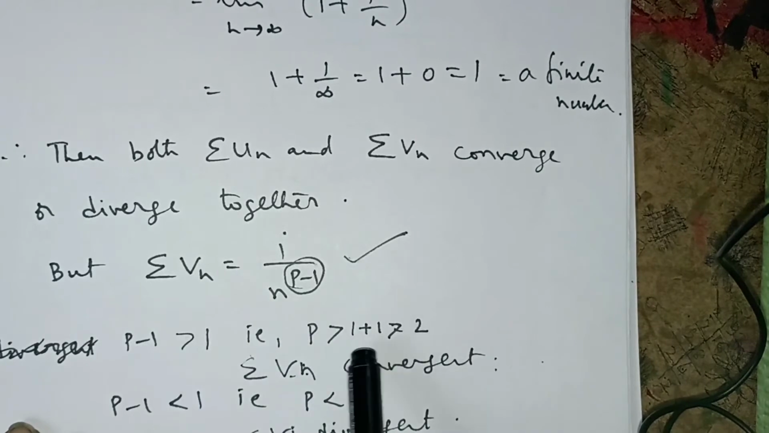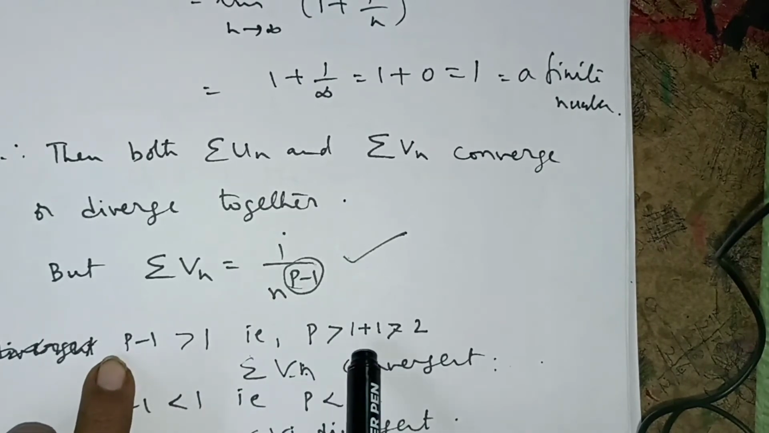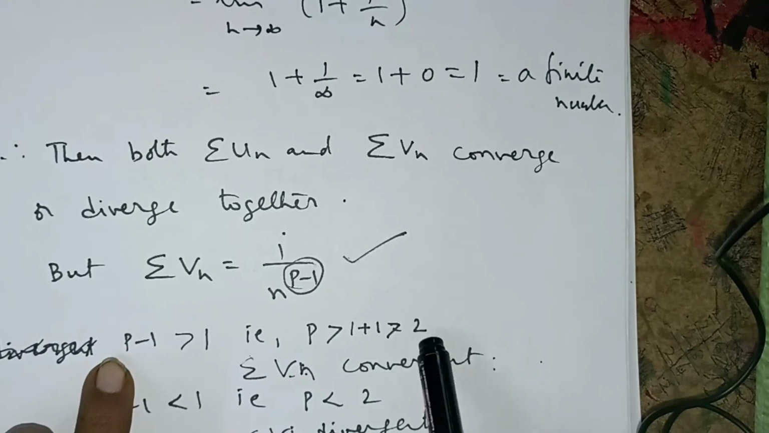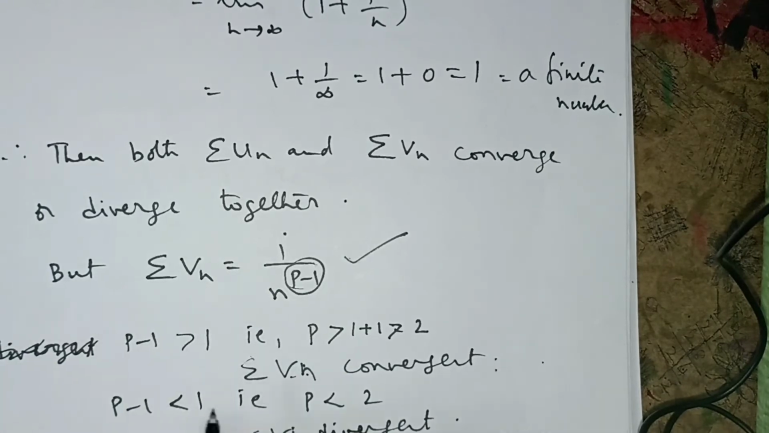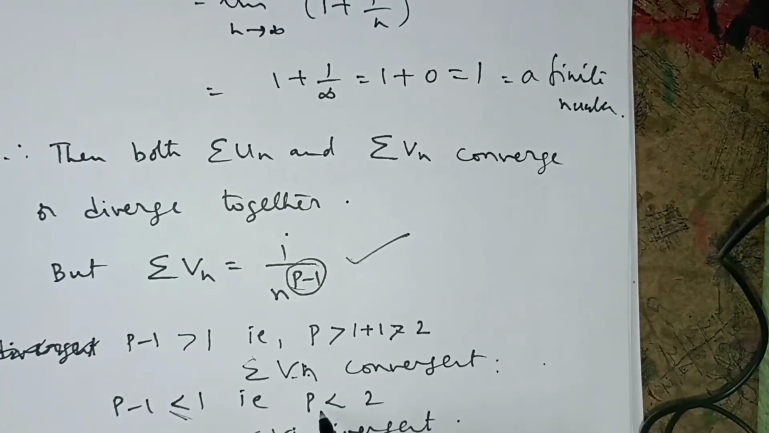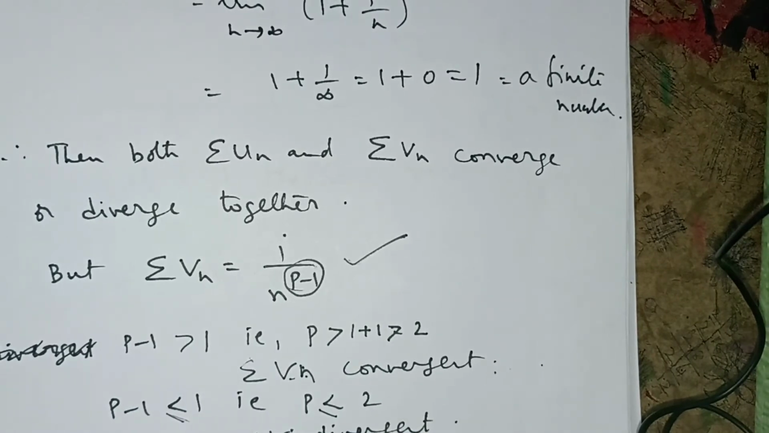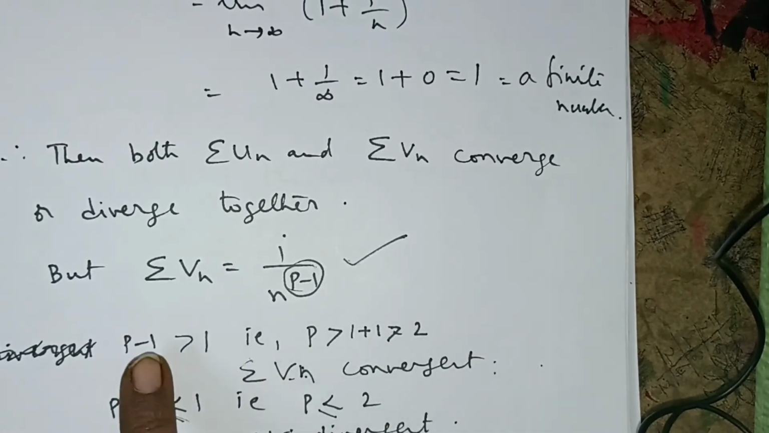Whenever p minus 1 is less than or equal to 1, if you send the 1 to that side, p is less than or equal to 2, and sigma vn is divergent. Based on the comparison test conclusion formula, p greater than 1 is convergent, p less than or equal to 1 is divergent. Like that, p minus 1 greater than 1 means p greater than 2 is convergent, and p minus 1 less than or equal to 1 means p less than or equal to 2 is divergent.